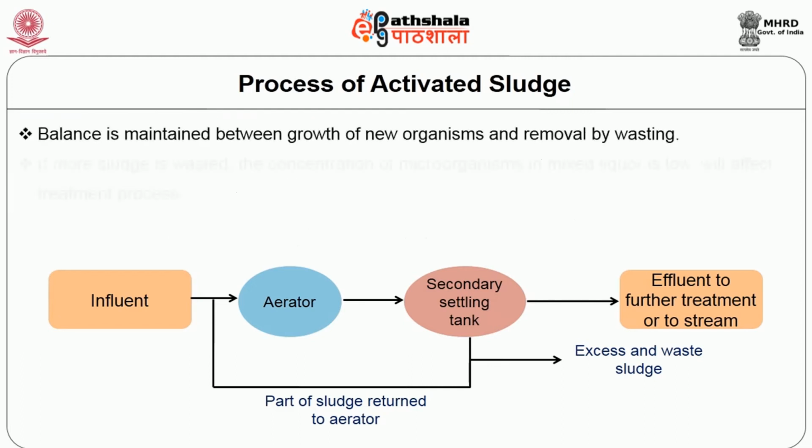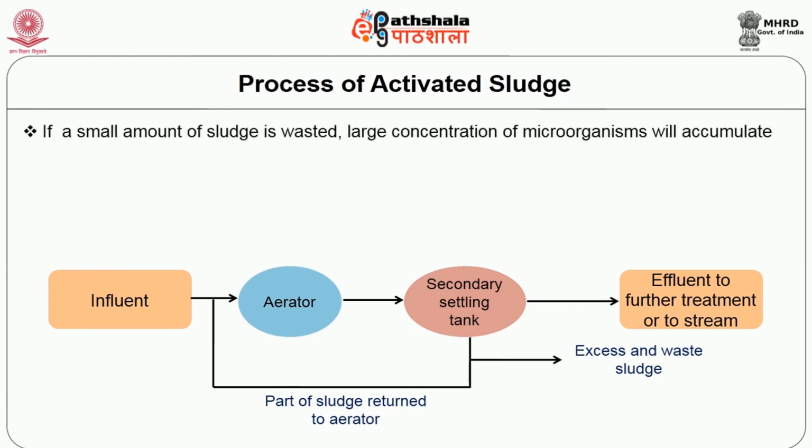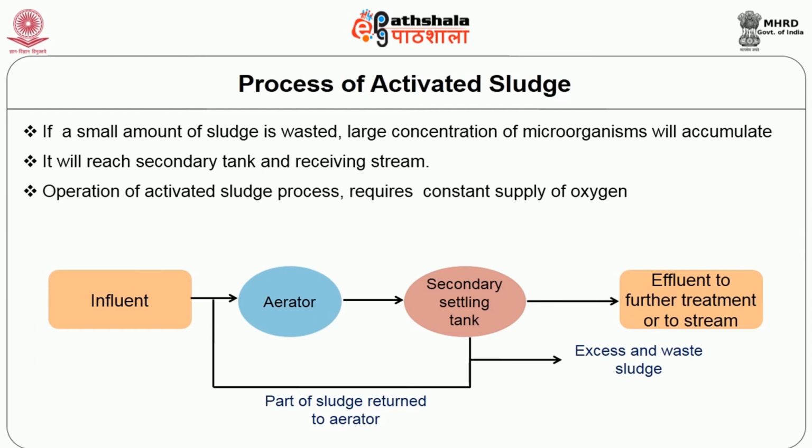Normally, a balance is always maintained between the growth of new organisms and their removal by wasting. If more sludge is wasted, the concentration of microorganisms in the mixed liquor will be low, which will ultimately affect the treatment process. If only a small amount of sludge is wasted, then a large concentration of microorganisms will accumulate and reach the secondary tank and also the receiving stream. So, efficient operation of the activated sludge process requires a constant supply of oxygen, which can be provided by mechanical aeration or through the use of rotating paddles.